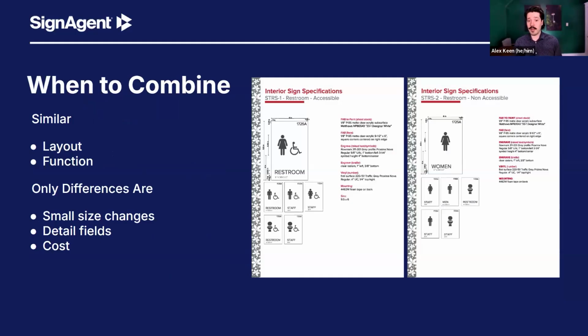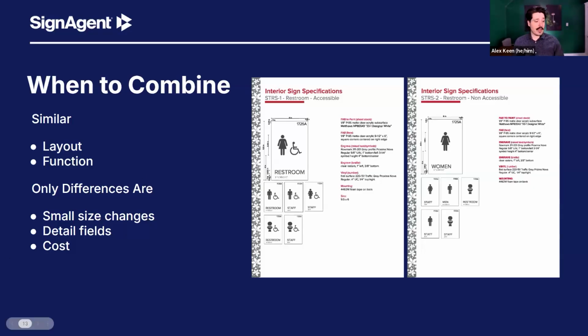And so this is an example of that, where we have two different restroom signs, and the difference between them is whether it's accessible or non-accessible. Everything else is the same. We still have room numbers using all the same rules. We have those room names. We have the braille. All the sizing is the same. Only really what changes is whether we are using an accessible icon or not.